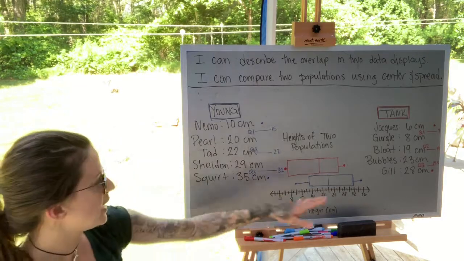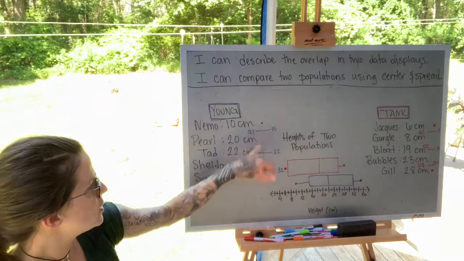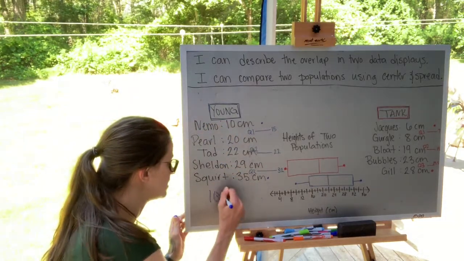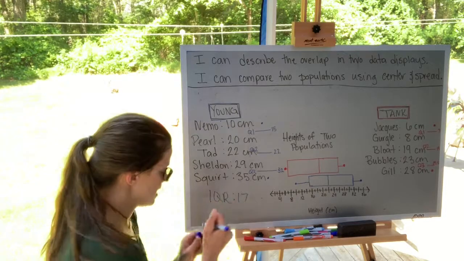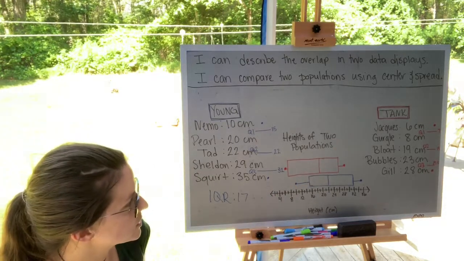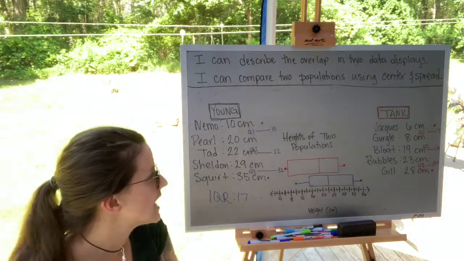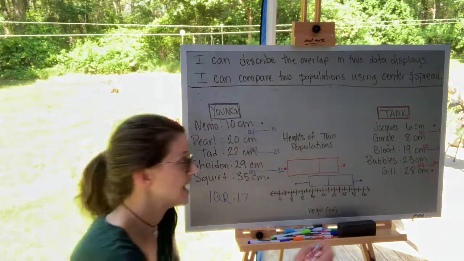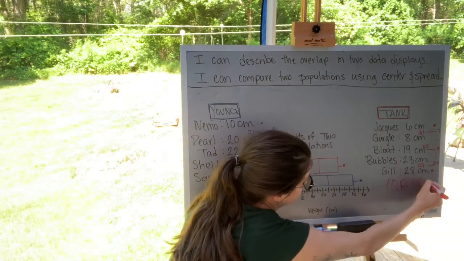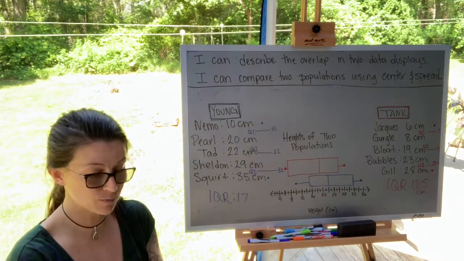The interquartile range is the difference from quartile 3 to quartile 1. So the interquartile range of the young characters is 17. And the interquartile range of our tank characters is 25.5 minus 7, and that takes us to 18.5. Okay, so those are very similar spreads.